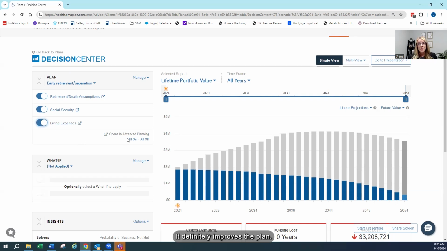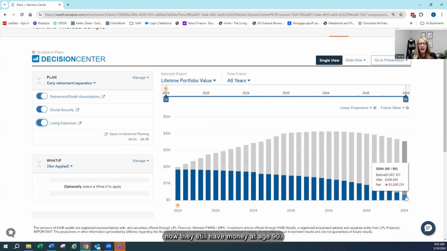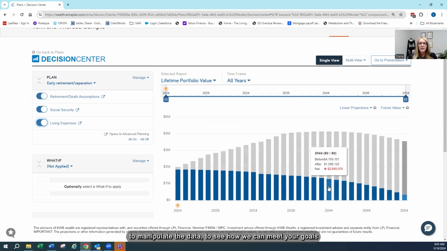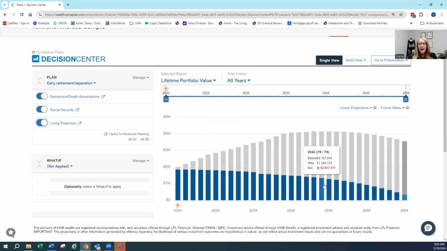It definitely improves the plan. So as opposed to running out of money at age 83, now they still have money at age 90. So this is just to show you some of the things that we can do to manipulate the data to see how we can meet your goals and satisfy what's important to you.